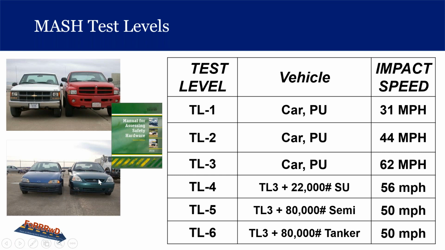The primary variable in the crash test criteria is vehicle mass. Most testing is with a small car and a large pickup truck. The speed varies by test level, and the angle of impact. Most testing is done at a 25-degree angle. The table here on the right lists the different test levels and the speeds and vehicles.